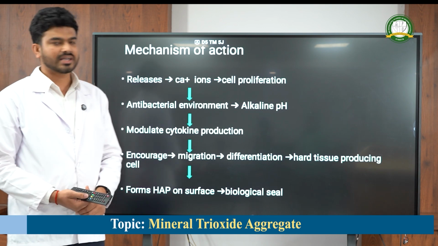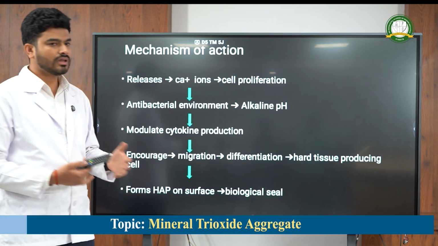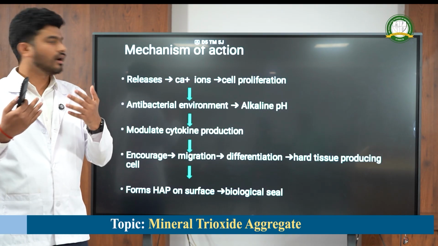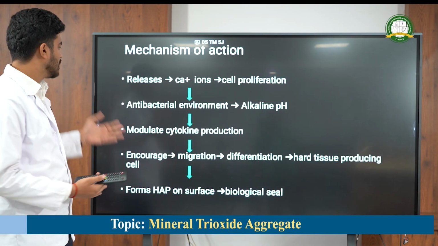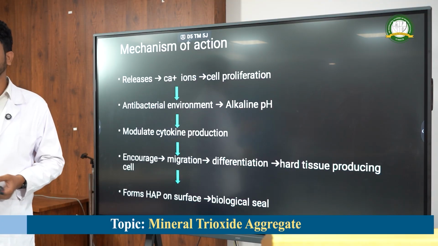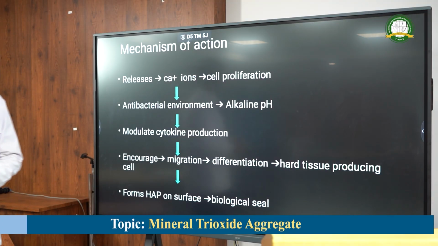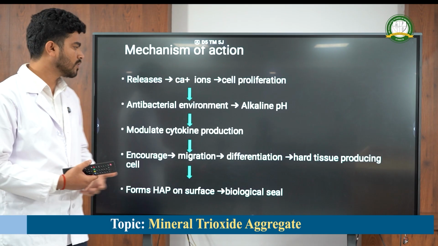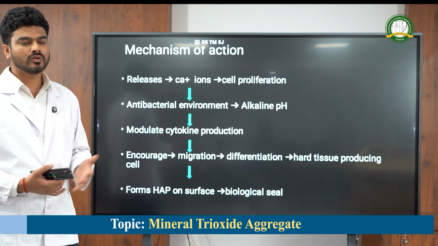Coming to the mechanism of action, when it is mixed with distilled water, it releases calcium ions, which helps cell proliferation. It reaches a highly basic pH of around 12.5. At that pH, it modulates cytokine production and encourages the migration and differentiation of hard tissue producing cells, that is, multinuclear giant cells.